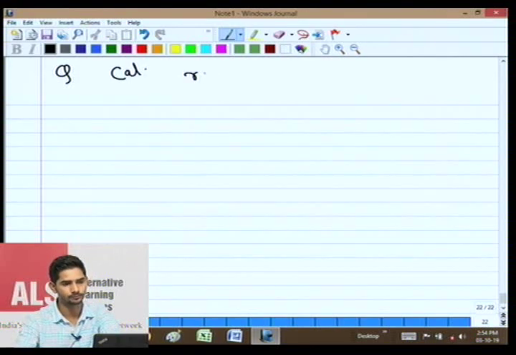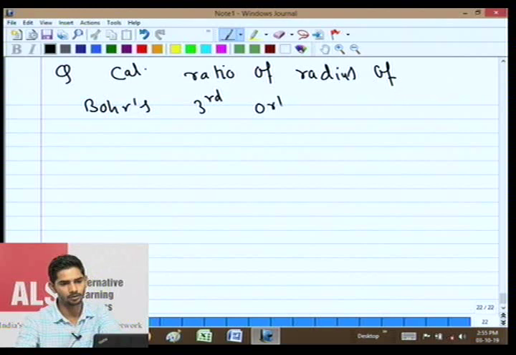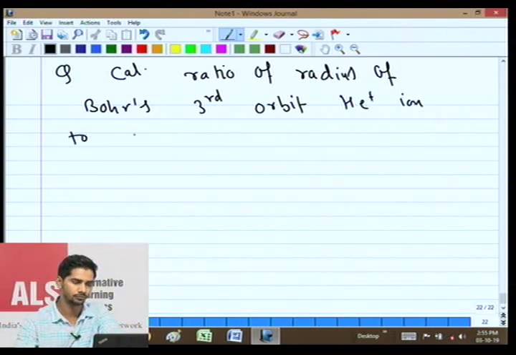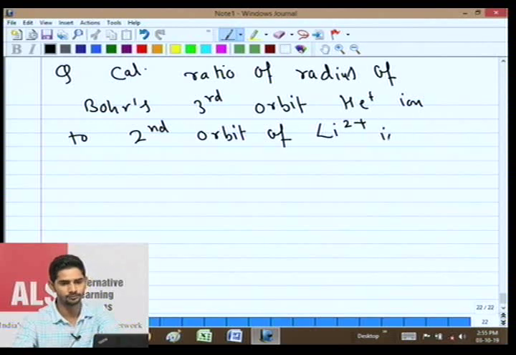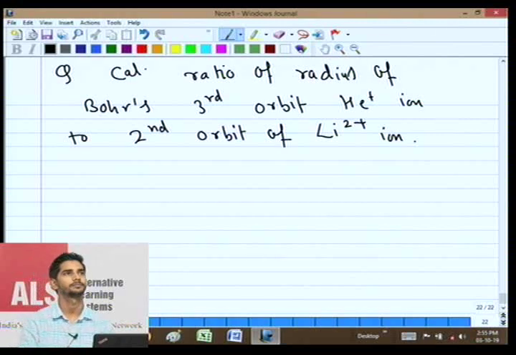Calculate the ratio of radius of Bohr's third orbit of He plus ion to second orbit of Li2 plus ion. Tell me the answer.